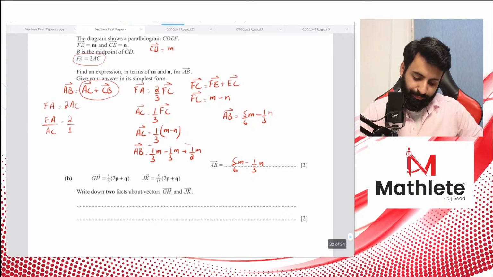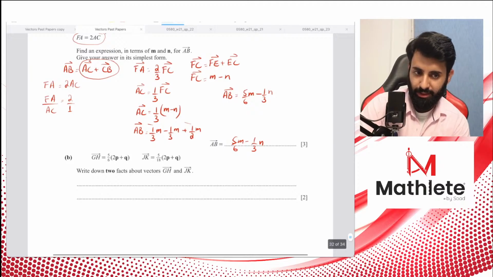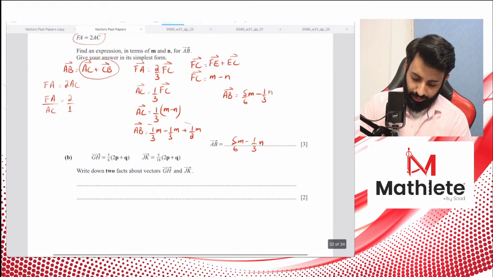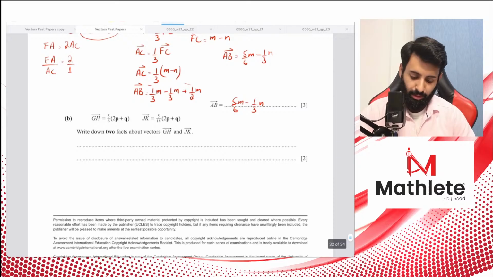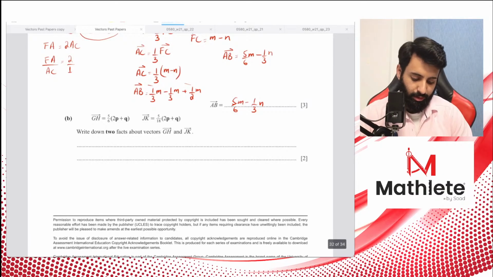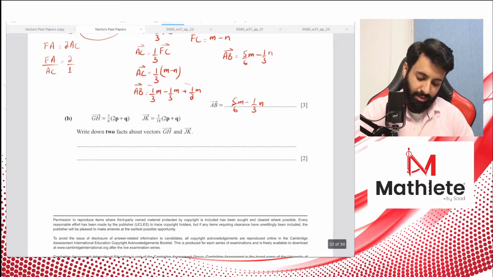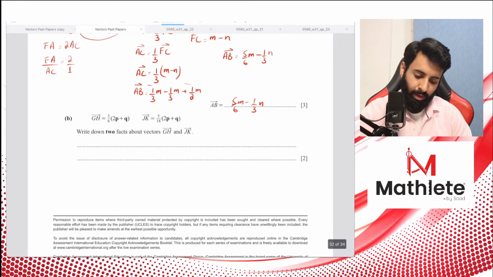All right. Now, here's part B. Let's see what part B says. You're given GH, and I don't think it's related to the shape above. No, it's not related to the shape above. So you're given GH, which is equal to 5/6 of 2p plus q, and you're given JK, which is equal to 5/8 of 2p plus q. And it says write down two facts. Now you're going to get 1 mark for each fact.